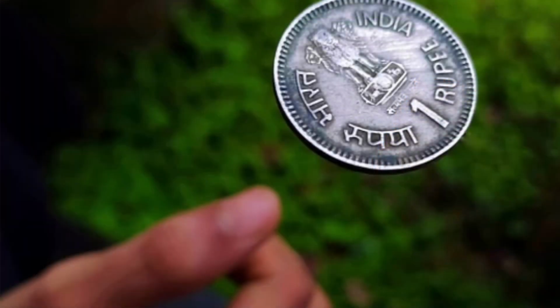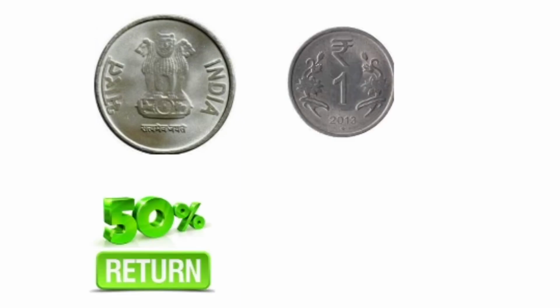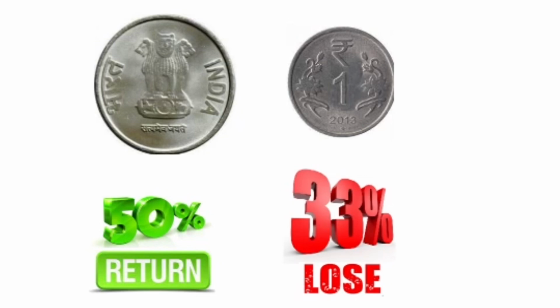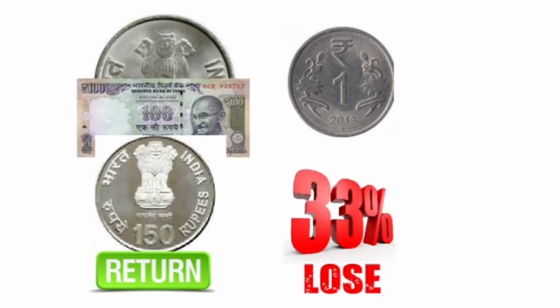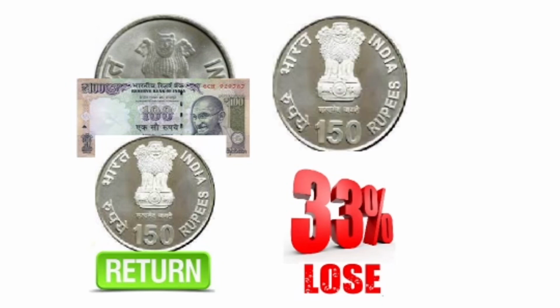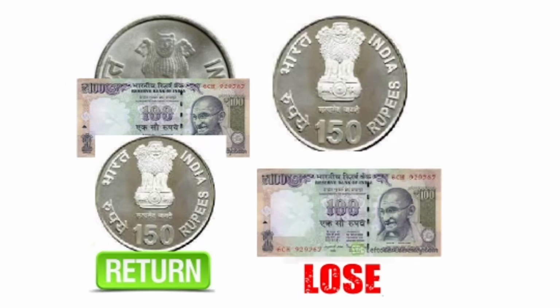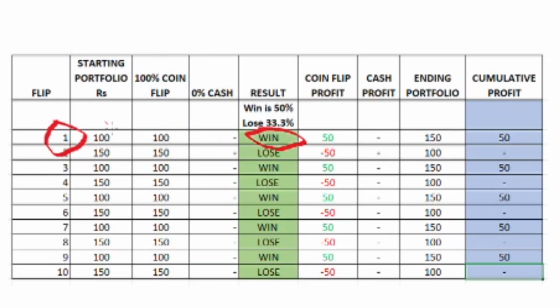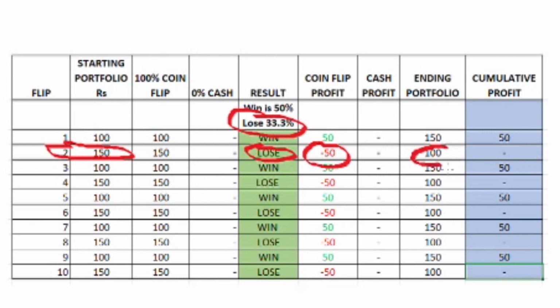Think of this game. A coin is flipped. If it lands on heads, you make 50% return. If it lands on tails, you lose 33%. So rupees 100 becomes 150 if you land on heads. In the next flip, if you land on tails, 150 dials down to 100. Let's see a few iterations. You land heads first. Your 100 rupees gets 50% return, becomes 150, which you play in the next round. Next flip is a tail. You lose 33% or 50 rupees lost. So your portfolio value becomes 100.